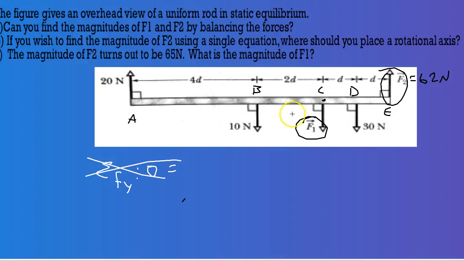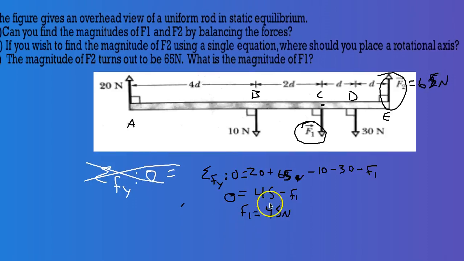Since we know now what all these forces are, we could use that to balance it out, or we could do a torque around any of these points except for C to figure out F1. And we'll get here that F1 is 45 newtons, and if you got 42, because I'd written a 62 here and a 65, then that's good too. But basically I just did a net force in the y direction equation to figure this out.